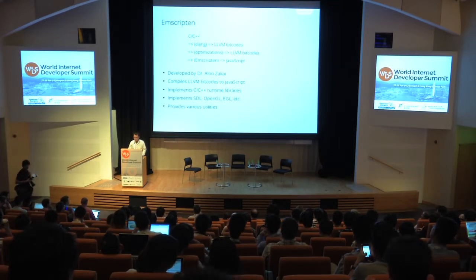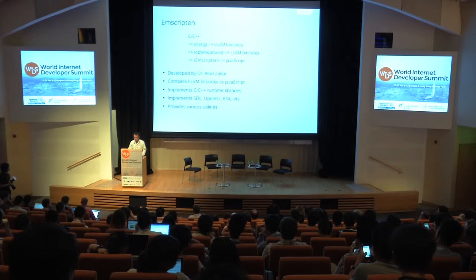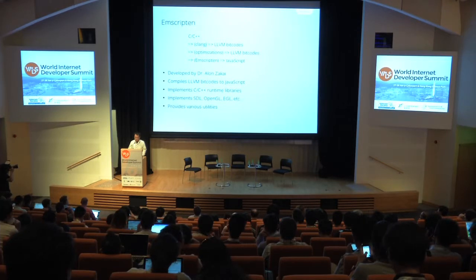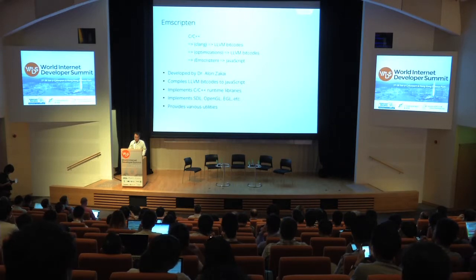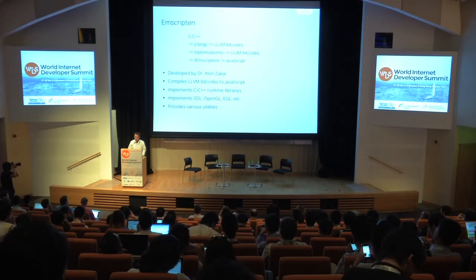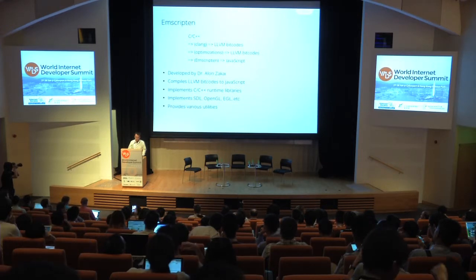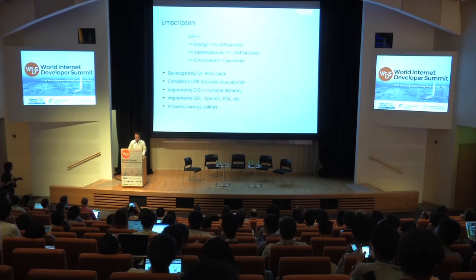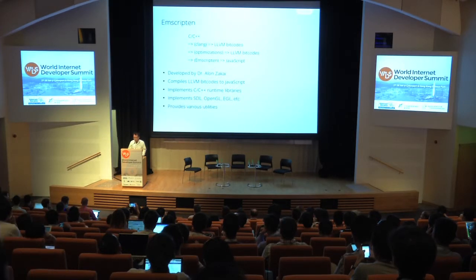Emscripten also provides a standard library for C and C++. Other important libraries such as SDL, OpenGL, and EGL are also implemented. There are also some useful scripts provided by Emscripten. For example, emcc can be used to compile C and C++ source codes into JavaScript at once. It's designed to be used in a way similar to GCC. There are also configure and make alternatives called emconfigure and emmake, respectively. That will be covered later.